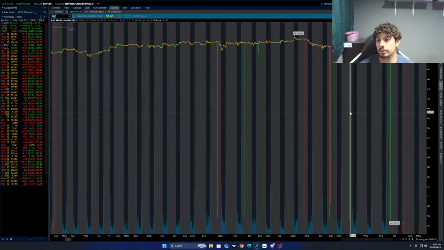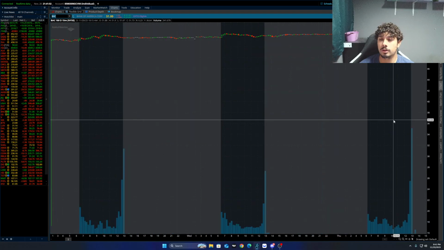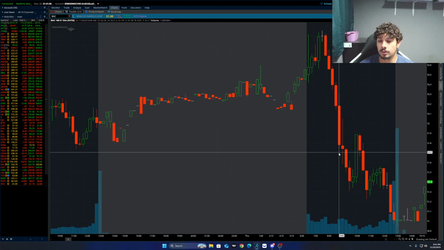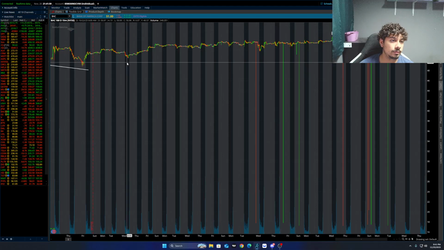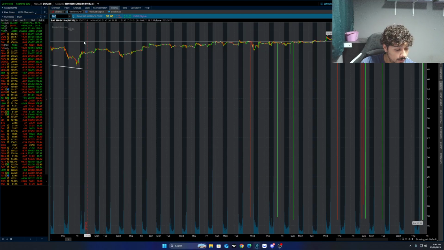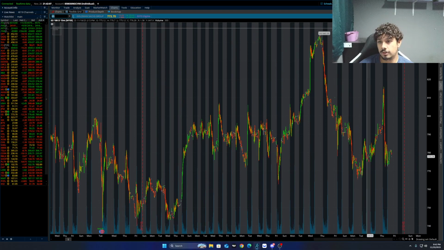Bank of America, still same thing. Can't really give a breakdown on that. I don't know why this chart is doing that. Next one, Goldman Sachs.